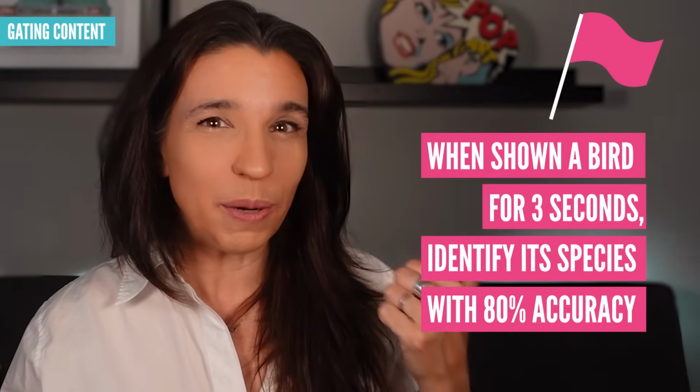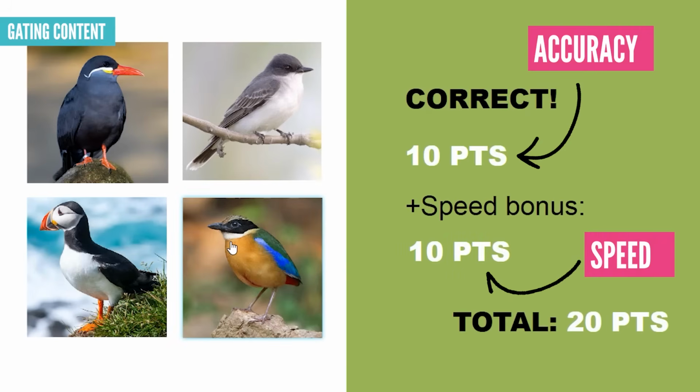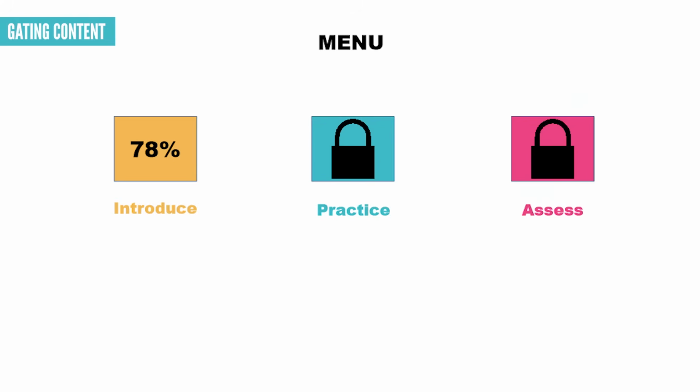Accuracy and speed are both relevant here, so I'm going to give points for IDing the bird correctly and for doing it quickly. You've got to do both if you want to be perfect. So now I've added my points mechanic based on my scoring system, and I've locked my levels.